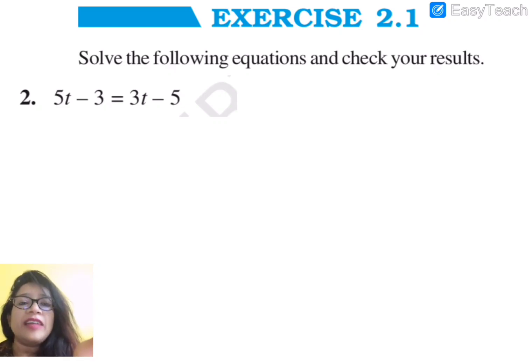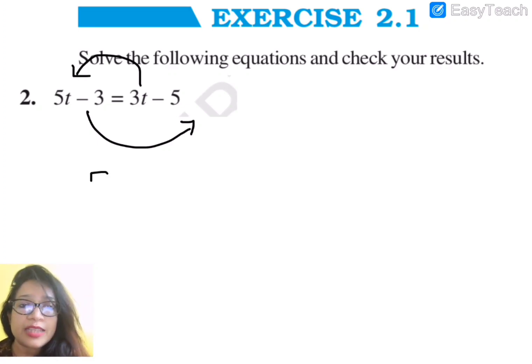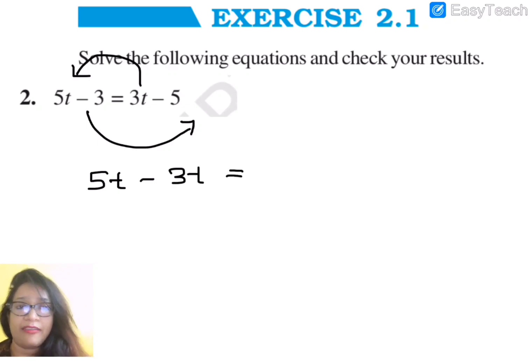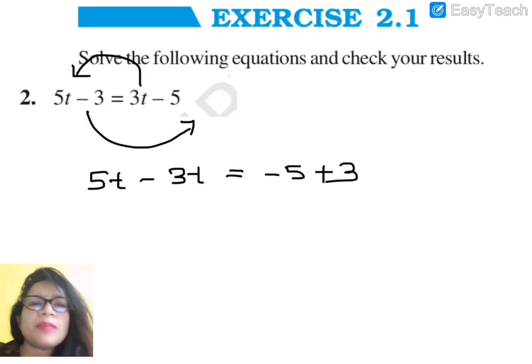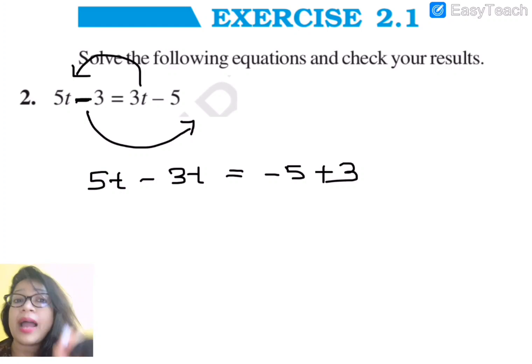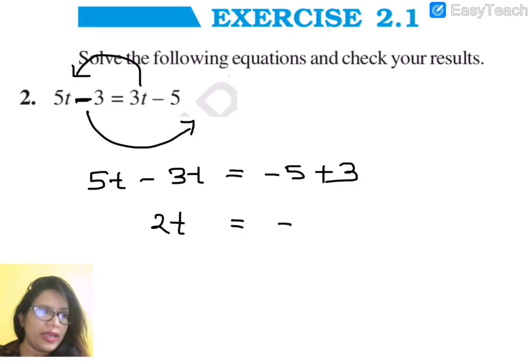It is 5t minus 3. So this 3 will be moved to this side and this 3t will come to this side. So what has it become? It has become 5t minus 3t. Why is it minus? Because it is a plus sign over this side. It is equal to minus 5 plus 3. Why is it plus 3? Because here it is minus 3. Okay. So what has it become? 5t minus 3t is 2t. 2t is equal to minus 2.